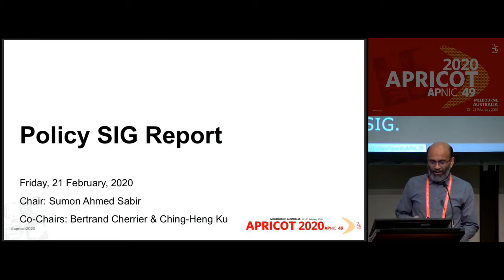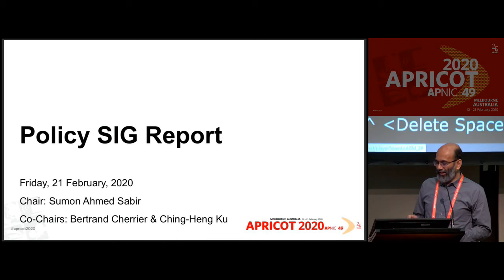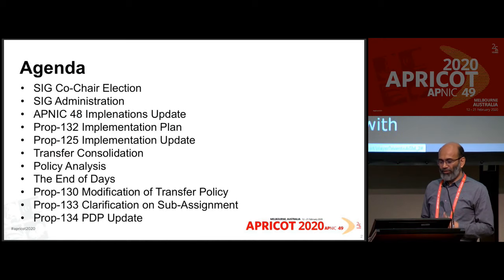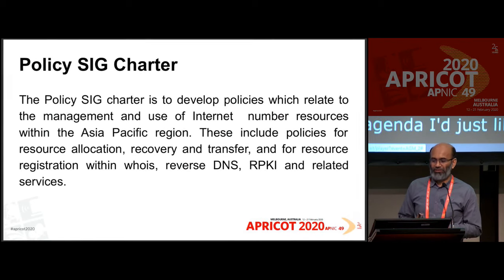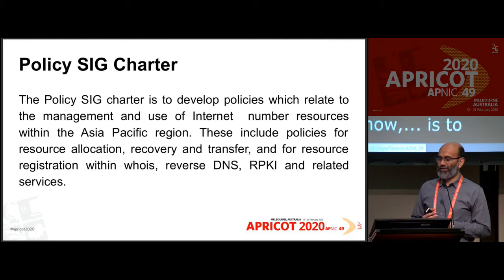Good morning, everyone. I'll just present the report on the policy meeting that happened yesterday. Mostly yesterday we discussed a few policies previously implemented and in the implementation phase. Before going to the agenda, I'd like to refresh a few things. This time we are working with a new policy charter we updated last year. The new text says the policy charter is to develop policies which relate to the management and use of internet number resources within the Asia Pacific region. This includes policies for resource allocation, recovery and transfer, and for resource registration within WHOIS, reverse DNS, RPKI, and internet services.